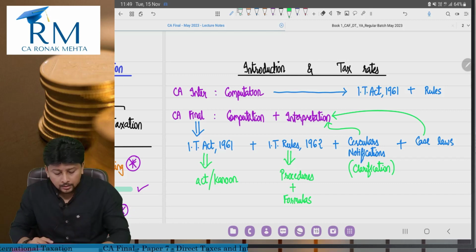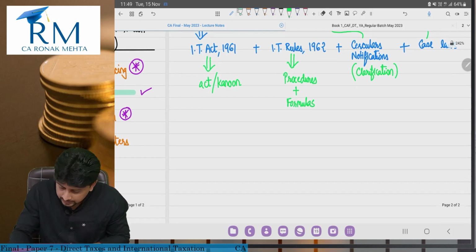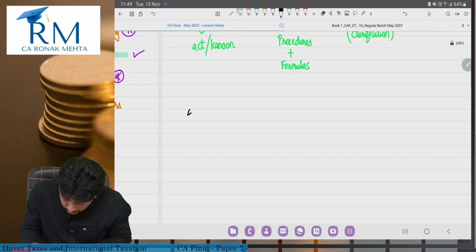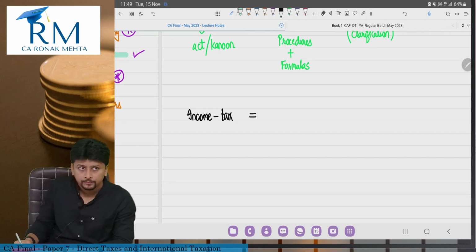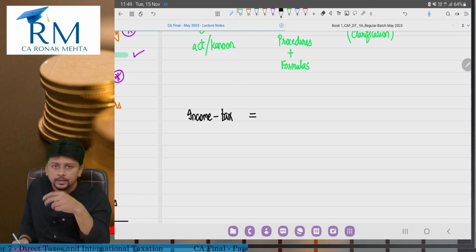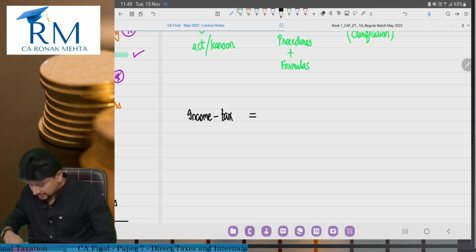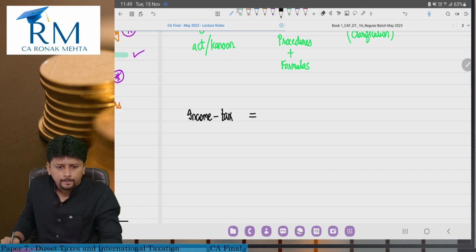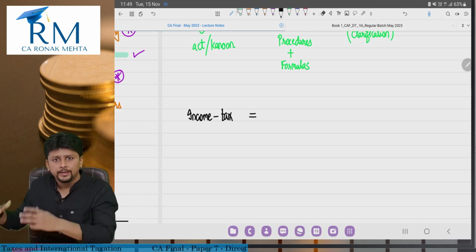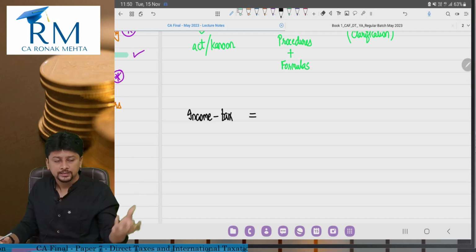Now, when you use the word income tax, chalo, what is basically income tax? It is a question which I would have actually posed to a CA Inter student. And when I pose it to a CA Inter student, they would say, sir, income tax means tax on income. A CA Final student will give me a slightly more sophisticated answer. Tax on income calculated as per Income Tax Act, tax on taxable income, net taxable income.